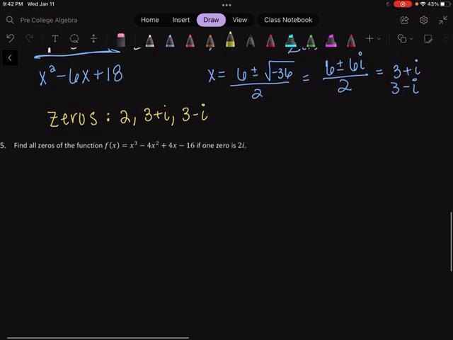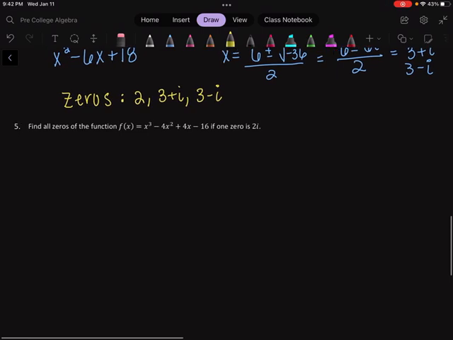All right, last but not least here. Find all zeros of the function f of x is equal to blah, blah, blah, if one zero is 2i. So last lesson I started off with synthetically dividing with an i. Remember I told you that you can use an i in your calculator. If it makes it simpler for you, you can still do that. So here, let's put a 2i inside of our box.